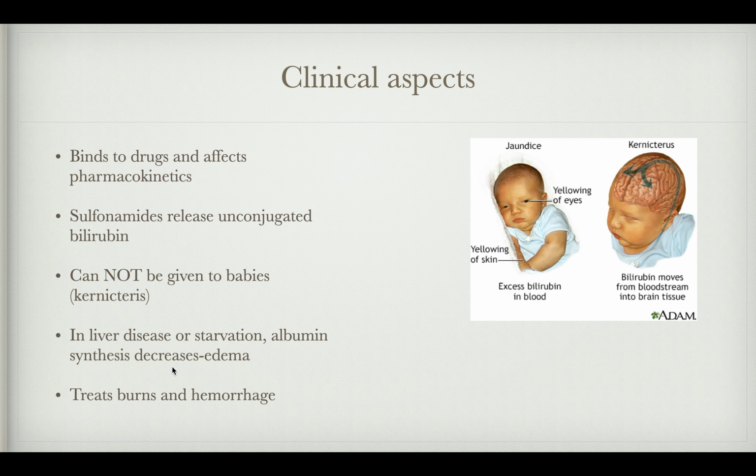In liver disease or starvation, albumin synthesis decreases, and that causes edema, specifically abdominal edema, also known as ascites. And albumin can be given to treat burns and hemorrhage. So why all of that, right? It's because of the ability of albumin to draw water back into the tissue. So that's why they treat burns, and they preserve the blood volume in hemorrhage.